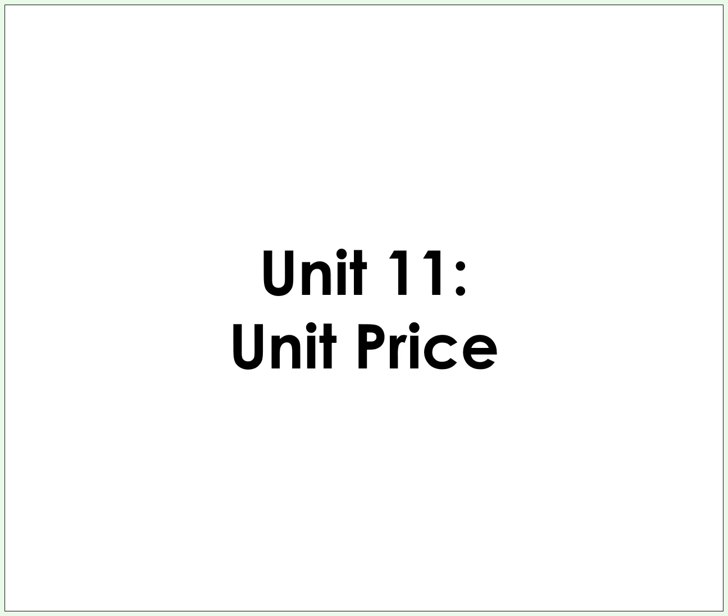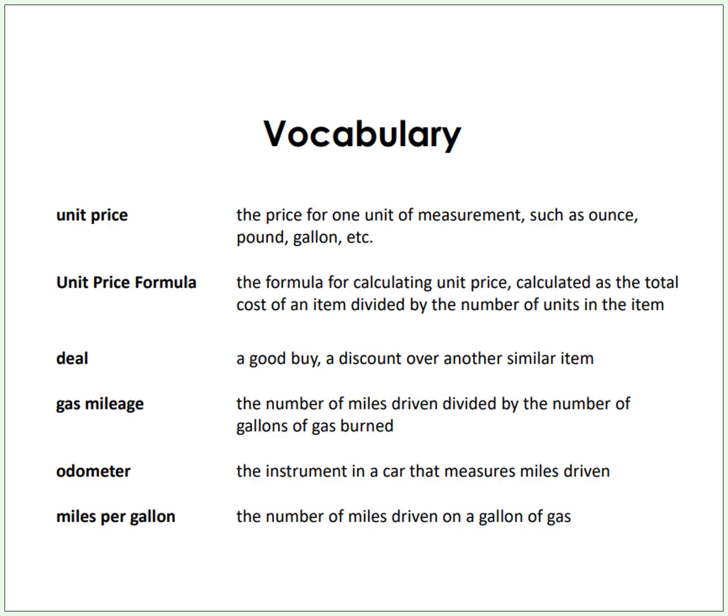Let's work through Unit 11 real quick, talking about unit price. Let's start with our vocabulary. Unit price is the price of one unit of measurement, like the price of a box of cereal per ounce, or the price of gas per gallon. It's the price of one unit of measurement.